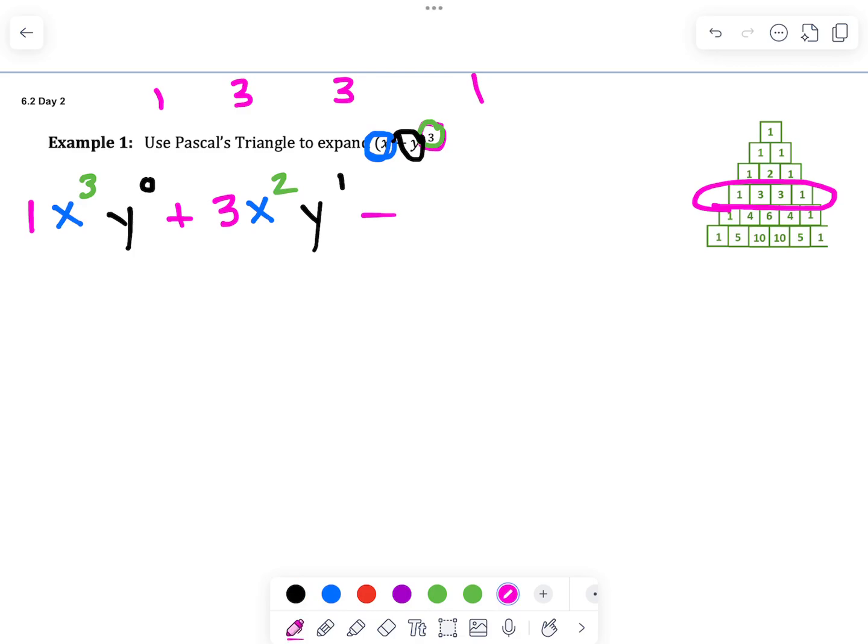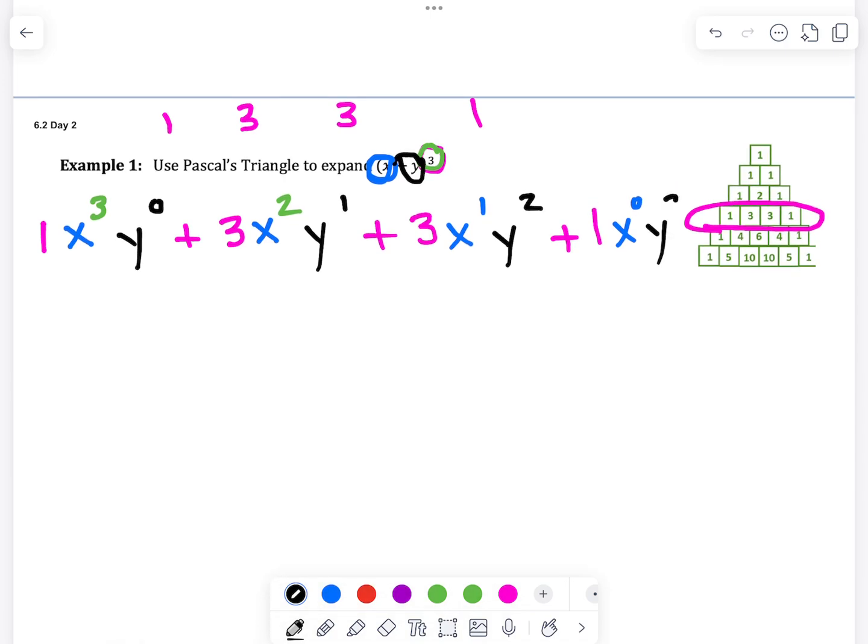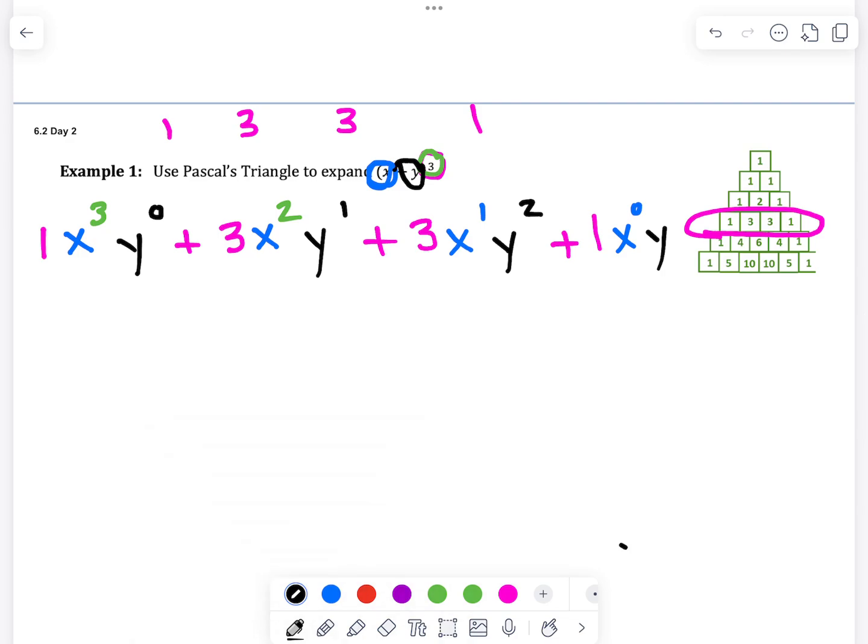Then I go to my coefficient from Pascal's triangle, 3, x, and now I drop the degree by 1. And I increase the y variable. And I have my coefficient of 1. I drop my degree by 1. Then I increase my degree by 1. Notice that the x term and the y term, those exponents will always be the same number when I add them together. They're all going to be 3's.